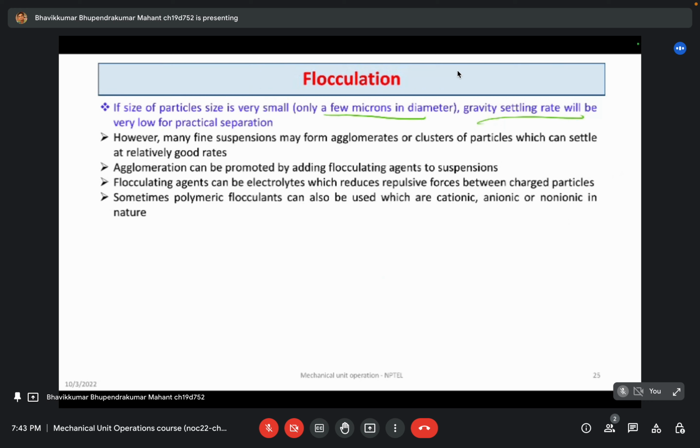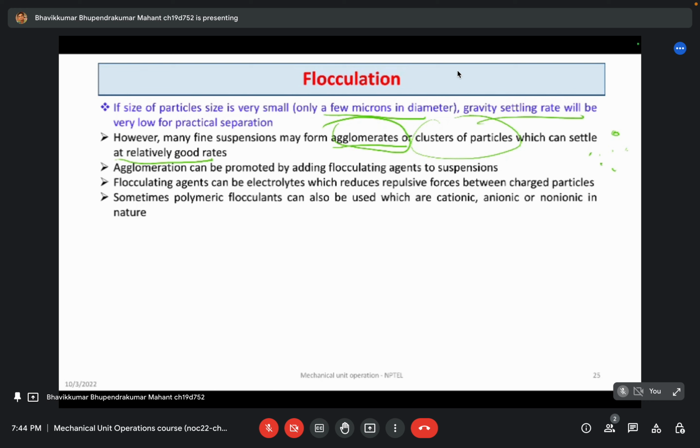However, many fine suspensions may form agglomerates. Sometimes they form agglomerates, clusters of particles, which can settle at relatively good rates. If they form agglomerates and clusters, then the mass of the particles will increase. Rather than small particles, if they come together and make agglomerates, the mass will increase, which will enhance the gravitational force interaction, and the gravitational force will help them settle. Agglomeration can be promoted by adding flocculating agents.